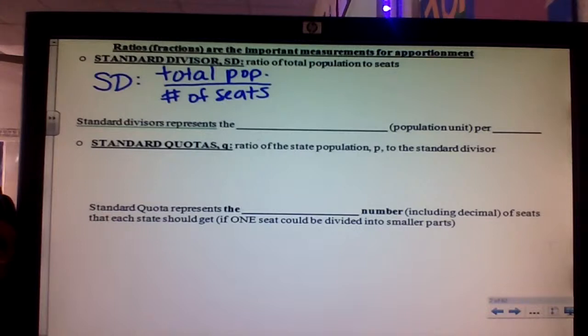The standard divisor represents the number of people that you need to receive 1 seat.